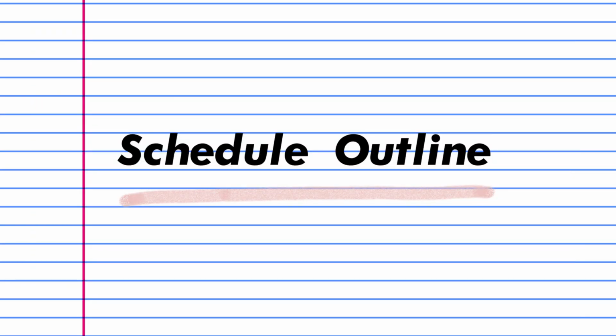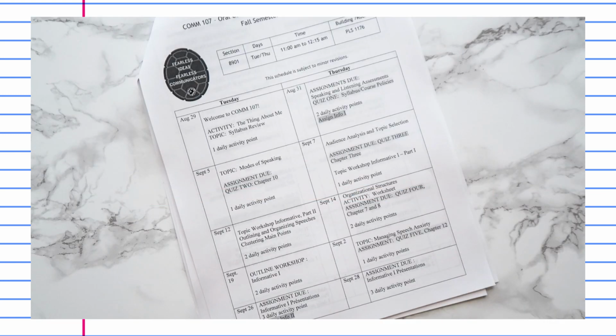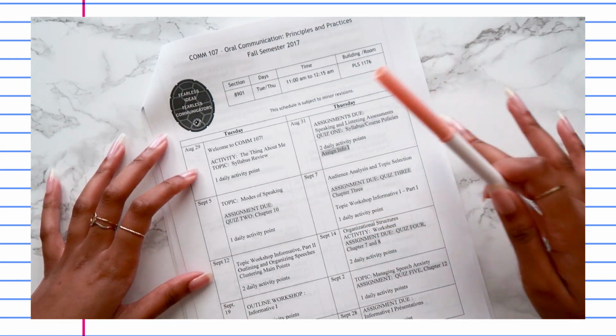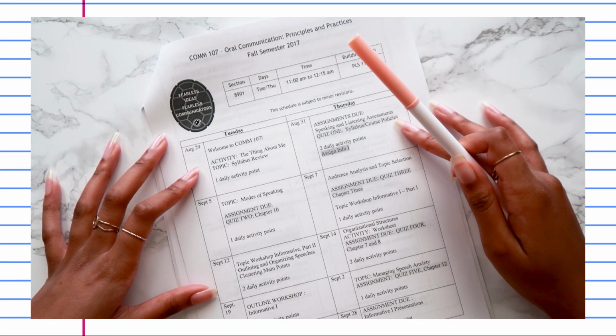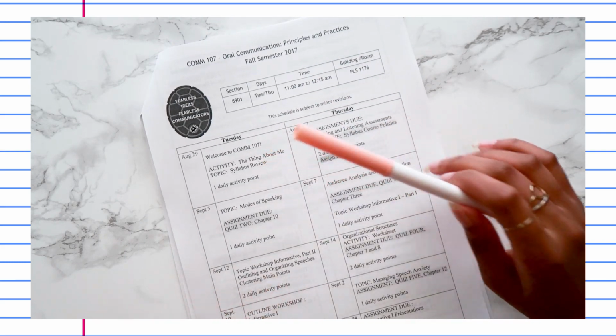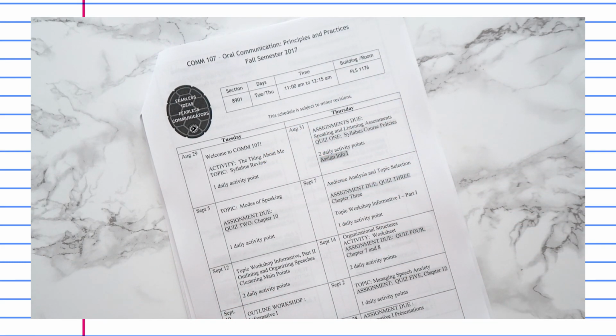The last thing we're going to be talking about, the firework display of a syllabus, is the schedule outline. And I love the schedule outline. That's my favorite part of a syllabus because this thing will literally save your life. Okay, I'm not kidding. It will save your life.